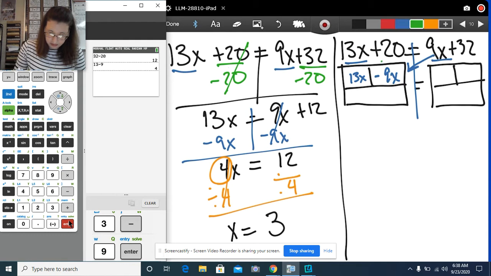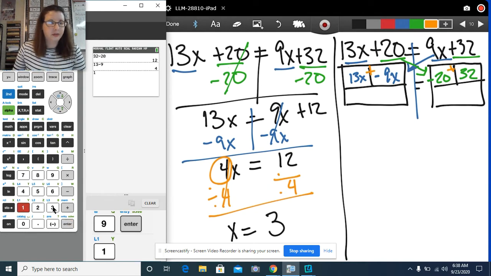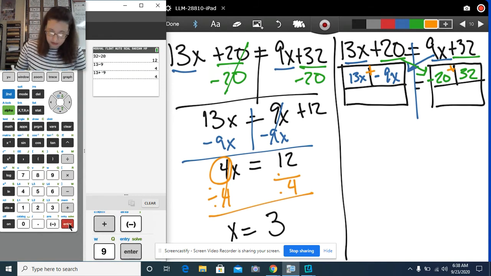Then I'm going to move my constants into the right box. My 32 stayed on the same side of the equal sign, so I leave it alone. But my 20, I move to the opposite side of the equal sign, so I make it a negative 20. And now I'm just going to add these two top boxes. I'm going to use my calculator to add these numbers. I have a 13 plus a negative 9, and that gives me 4.